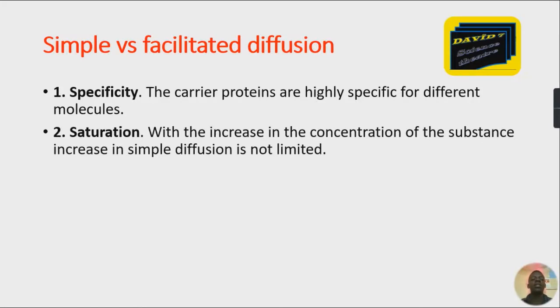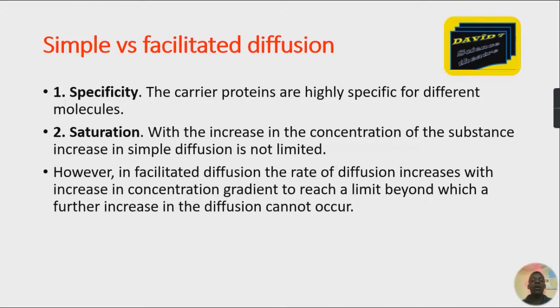And two, we have saturation. If you increase the concentration of the substance, there will be an increase in simple diffusion, but this increase will not be limited by any other factor. It will continue increasing. Simple diffusion is not limited because it does not depend on things like carrier proteins, which can be saturated. On the other hand, facilitated diffusion, the rate of diffusion increases with increase in concentration gradient to reach a limit beyond which a further increase in diffusion cannot occur.